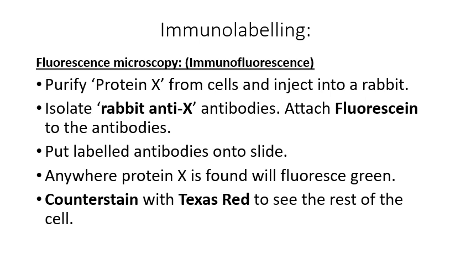You purify protein X, you inject it into a rabbit, you take the antibodies, and this time you simply stain the antibodies with fluorescein, for instance, because fluorescein will naturally stick to proteins, and these antibodies are made of proteins as well. So you will stain the antibody, which is a protein, and then the antibody will stick to protein X, and then you'll be able to see where it is. And then you simply counterstain the rest of the cell with Texas red, for example.